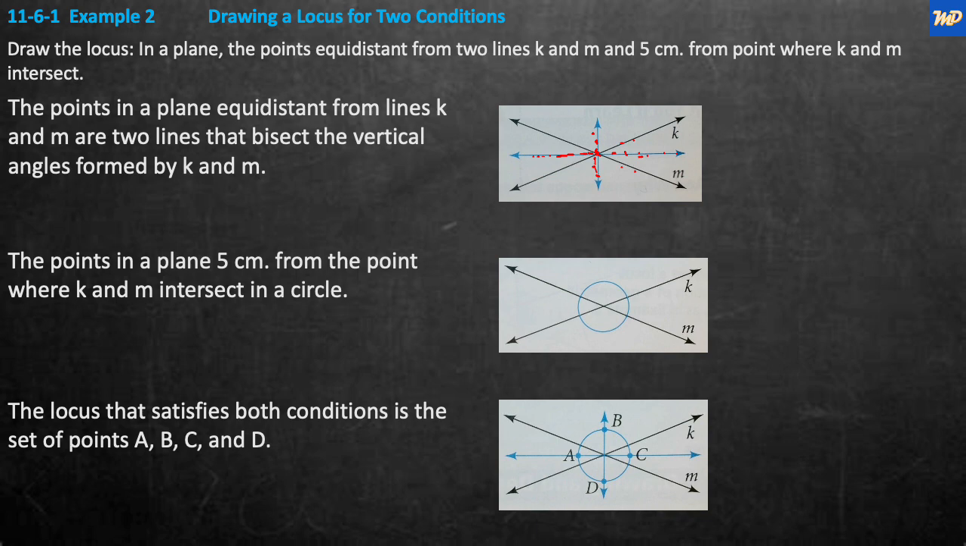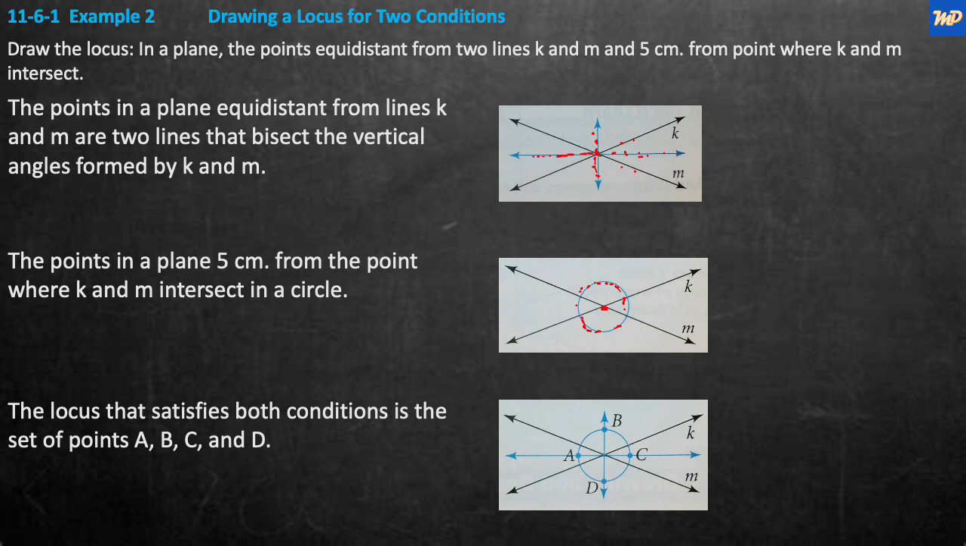And the second picture says the points are 5 centimeters from the point where K and M intersect. Well, if from here to here is five centimeters, we're looking at all the points from that center right there. So that's going to give us this circle. If you put enough points in, like they say, keep drawing points until you can see what you're looking at. That's what we're talking about here. They form a circle. Right here, that's what you've got.